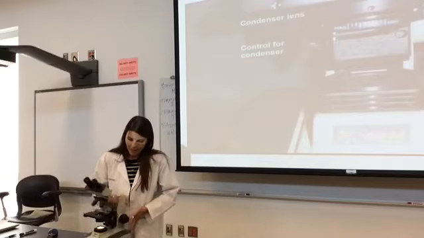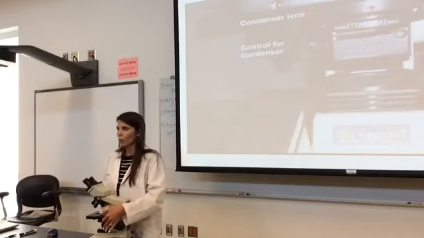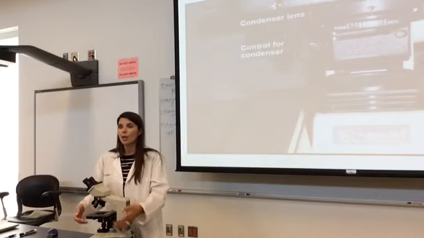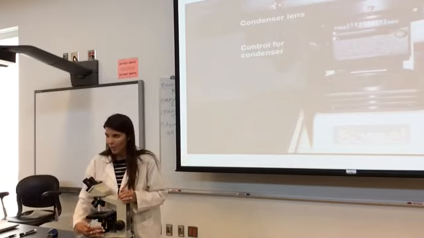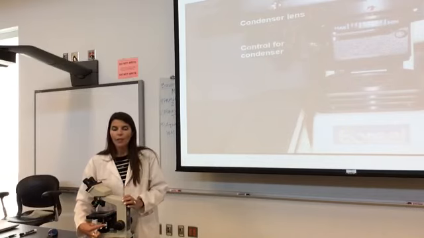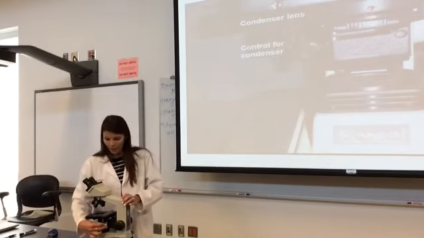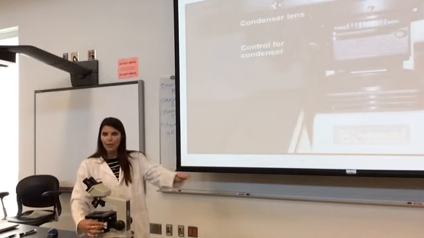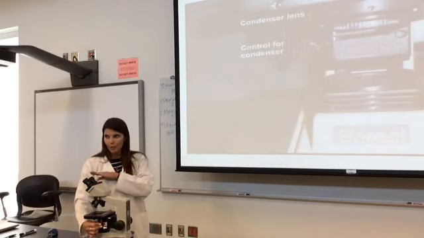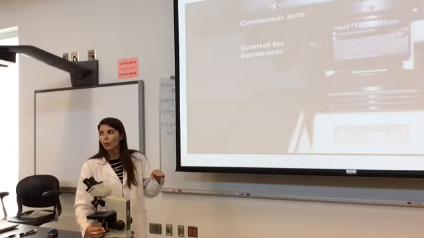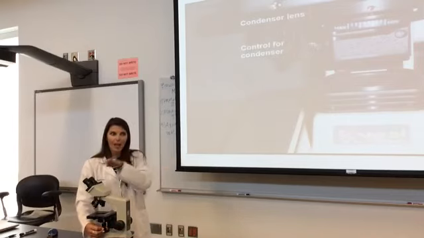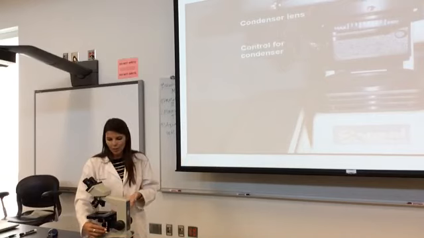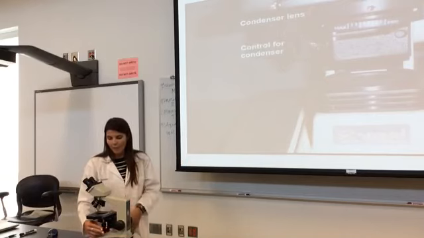On the right side, there are two more knobs. Under your stage, not your adjustment knobs, but these two knobs here. The top one, when you roll it, moves your stage forward and backwards. The bottom one, when you roll it, moves the specimen right to left. It doesn't move the stage, it moves your specimen right to left.